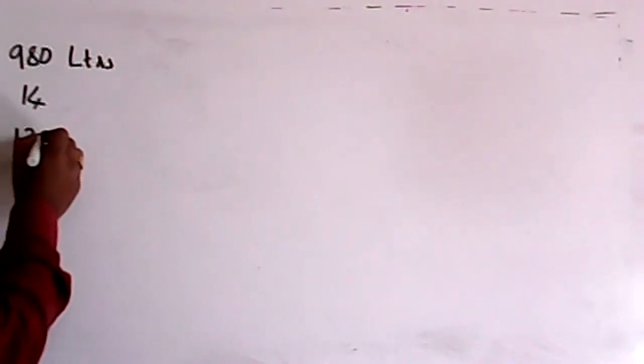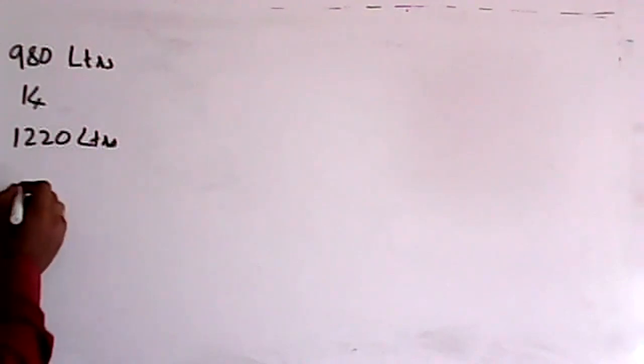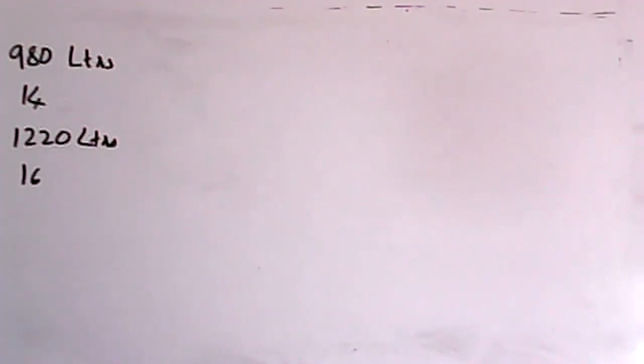Again 1220 liters of milk each week at 16 rupees per liter they will sell, right? Assuming a linear relationship between selling price and demand, how many liters could he sell weekly if the price of the milk per liter is 17?